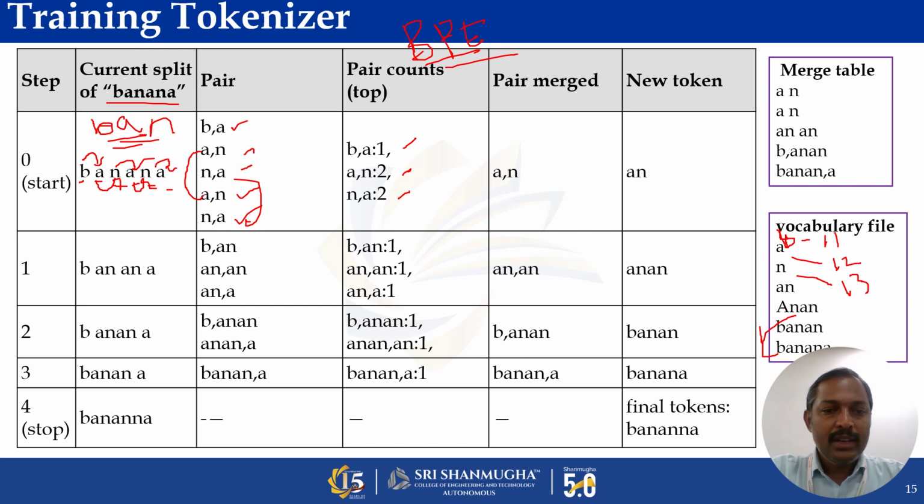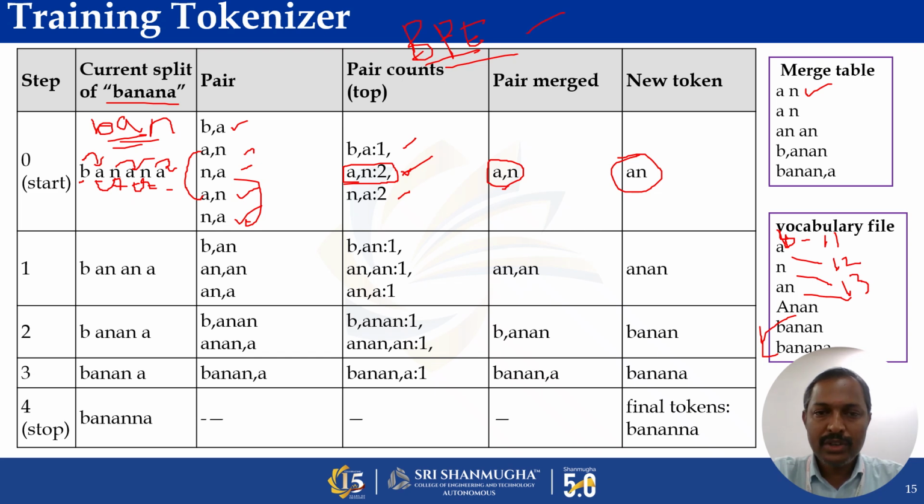Here two pairs tie, so we can do one by one. First we are going to take AN. So AN is going to be merged. This is the merge table: whichever character group we merge, we put it in the merge table. After merging we get a new token AN. The three tokens B, A, N were already created, and now the new token AN is added to the vocabulary file.